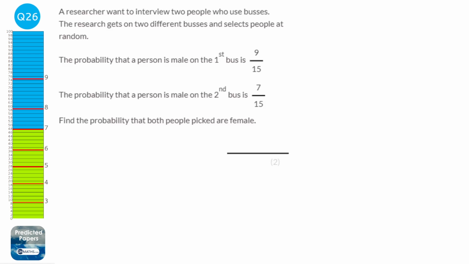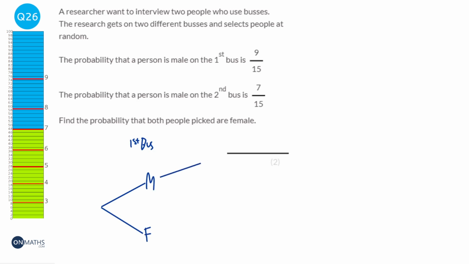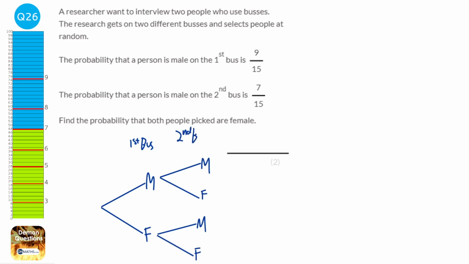There are a few different ways you could answer this question. I'm going to do it with a tree diagram, but you didn't need to draw a tree diagram to answer this question. So we've got our first branch, which is our first bus, and the choices are male and female. And we've got our second set of branches, and it's still male and female. And this is our second bus.